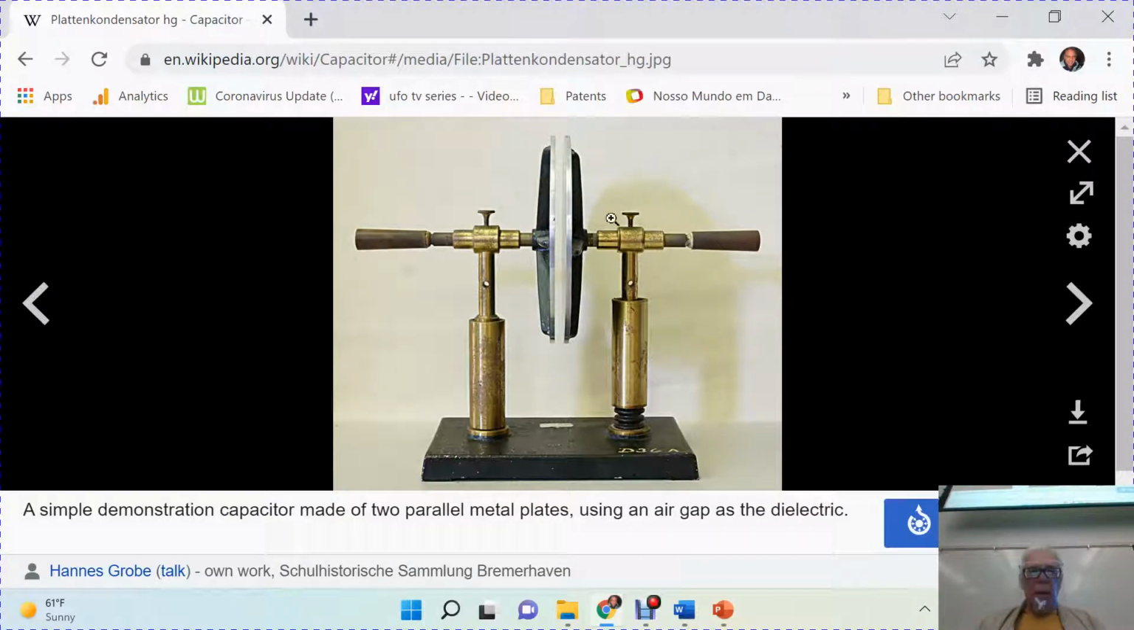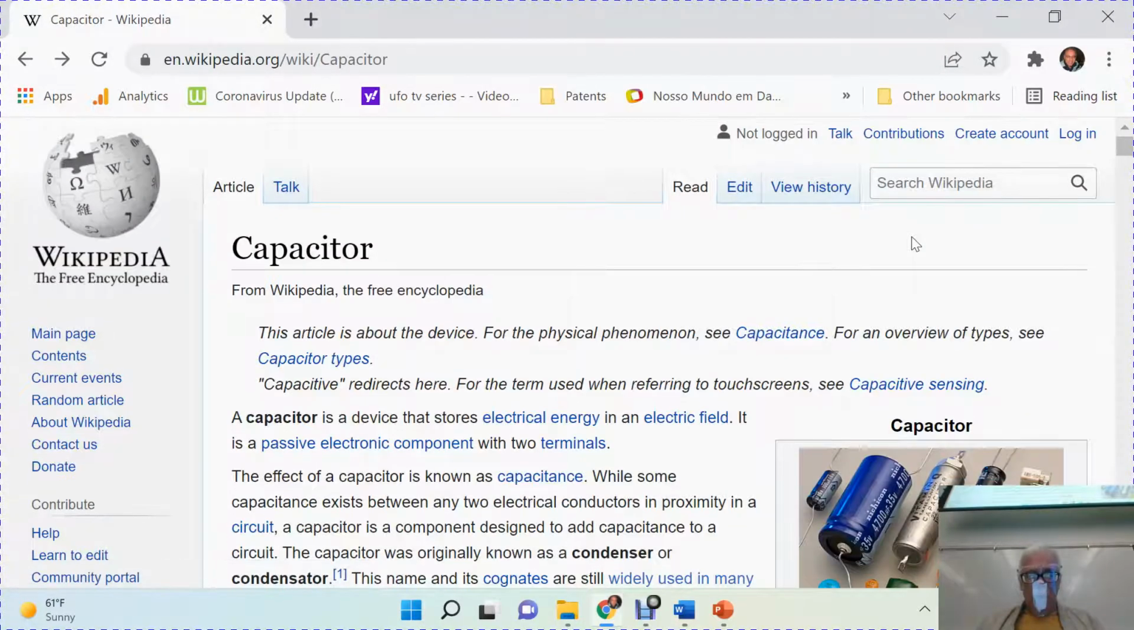Here is one plate. Here is the other. The material in between the two plates is air. Air is a dielectric. But you could put another dielectric there too, like a plastic or a piece of paper. This capacitor is kind of fancy because you can change the distance between the plates. Like I said, we have something like that upstairs. I can show that to you.